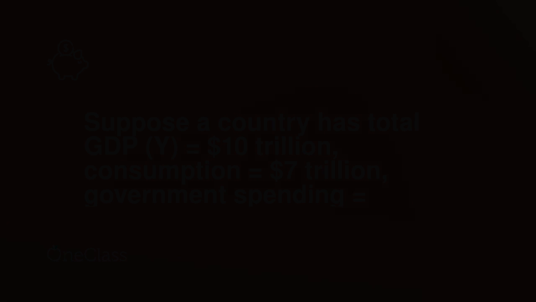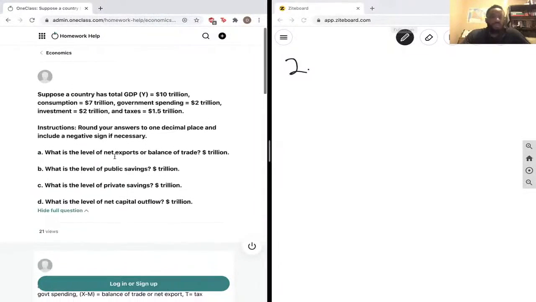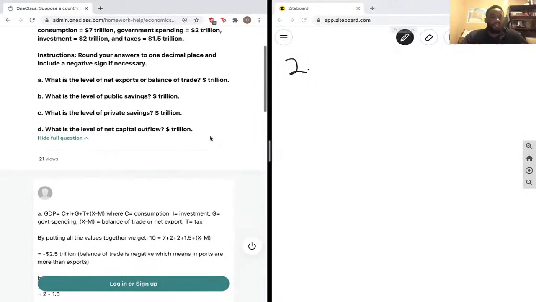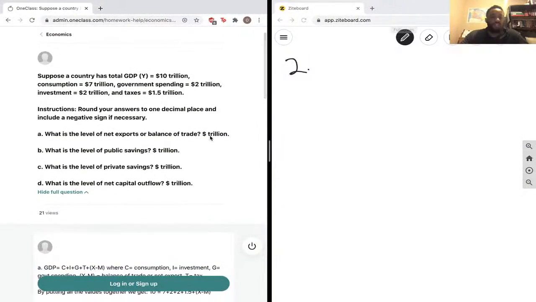And we're going to move on to question number 2. So, our question here says, suppose a country has a GDP Y equals 10 trillion, consumption equals 7 trillion, government spending equals 2 trillion, investment equals 2 trillion, and taxes equals 1.5 trillion. Instructions: round your answers to one decimal place and include the negative sign if necessary. So, first question asks, what is the net exports or balance of trade?